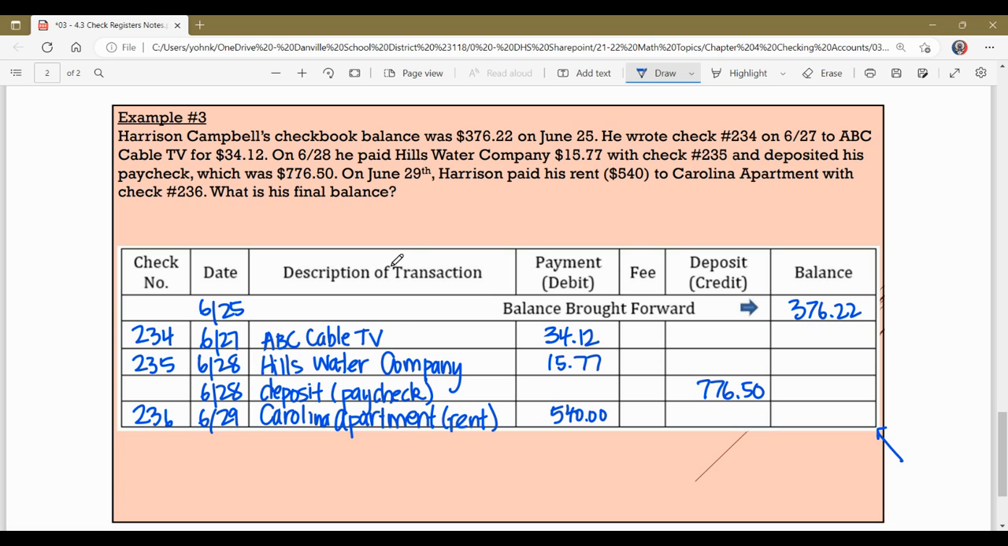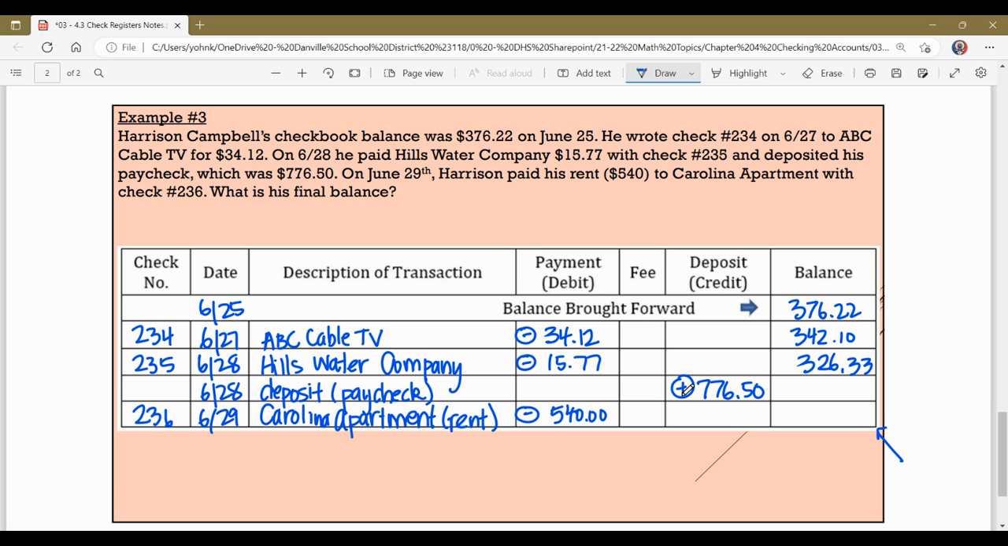All right, so let's put our minuses and plus. Anything in the payment or debit column is a minus. Anything in the deposit or credit is a plus. So we're going to take our starting balance, 376.22, go to the next line and subtract 34.12. That gives me 342.10. Go to the next row and I'm going to subtract 15.77. So that gives me 326.33.